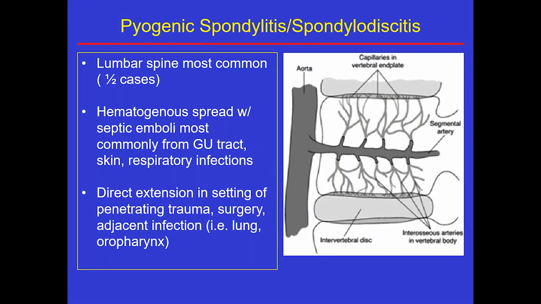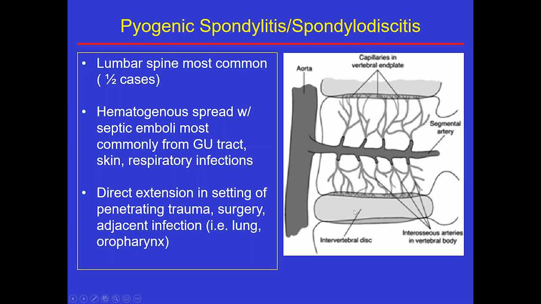Lumbar spine is the most common location for spondylitis, spondylodiscitis, with over half the cases found in the lumbar spine. This is a hematogenous spread of infection with septic emboli, most commonly arising in the GU tract, the skin, or the respiratory tract. And so the idea is that there's deposition of microemboli into the metaphyseal artery, which then results in infarct and subsequent infection. So you can see here the vertebral body has a very rich blood supply all the way out to the end plate, and so these microemboli lodge here at the end arteries in the end plate, and this is where you end up with infarct and then subsequently infection.